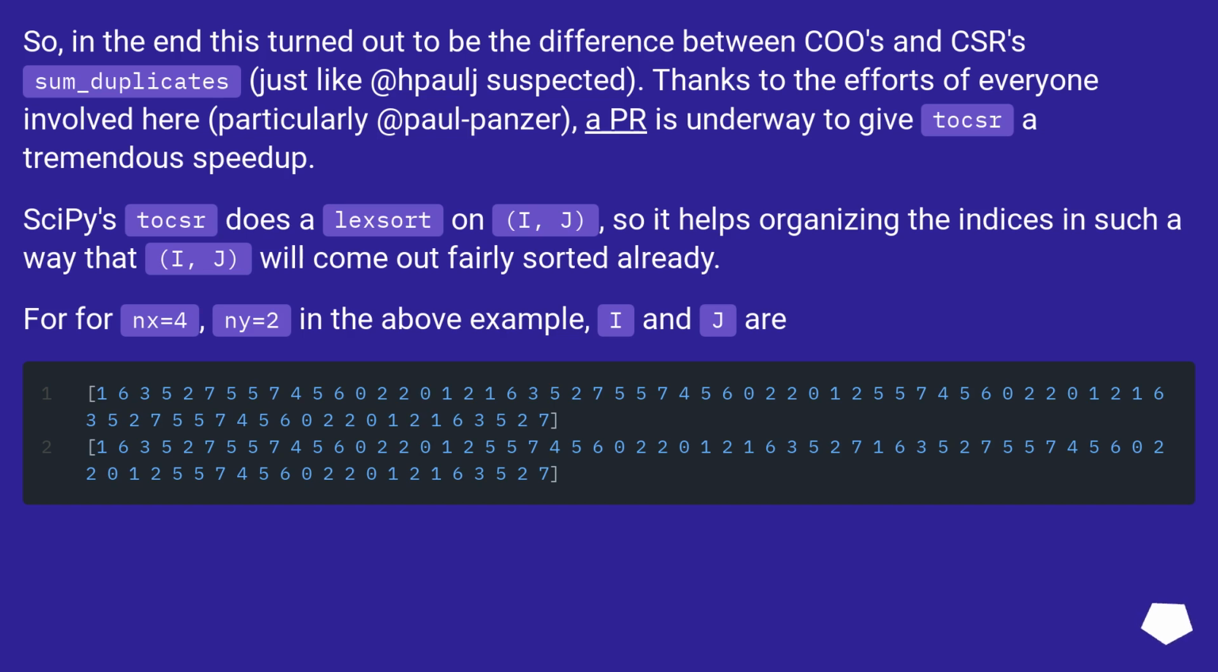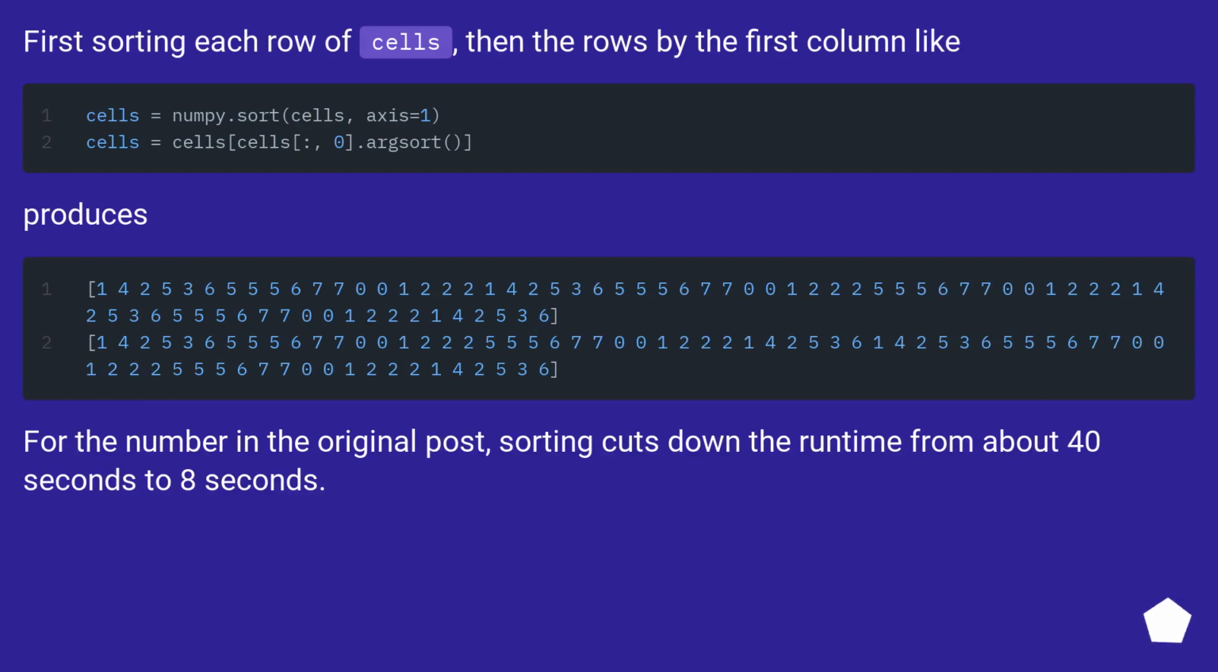For nx equals 4, ny equals 2 in the above example, I and J are as follows. First sorting each row of cells, then the rows by the first column produces this. For the numbers in the original post, sorting cuts down the runtime from about 40 seconds to 8 seconds.